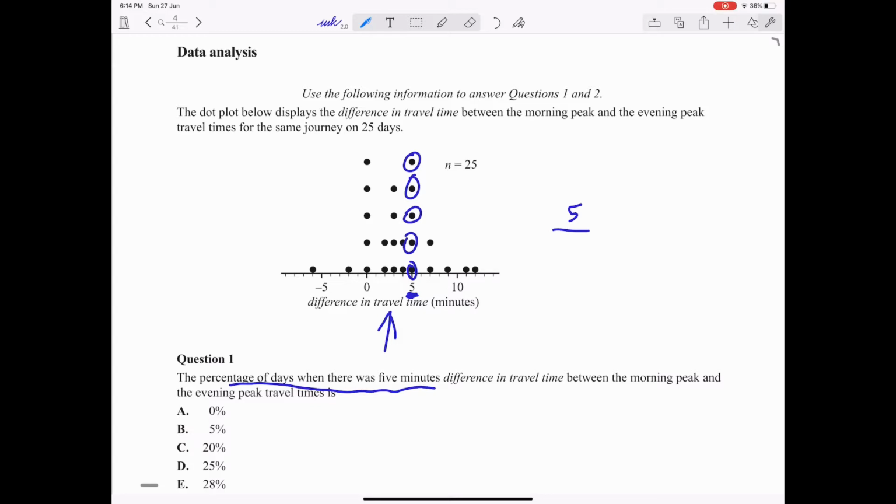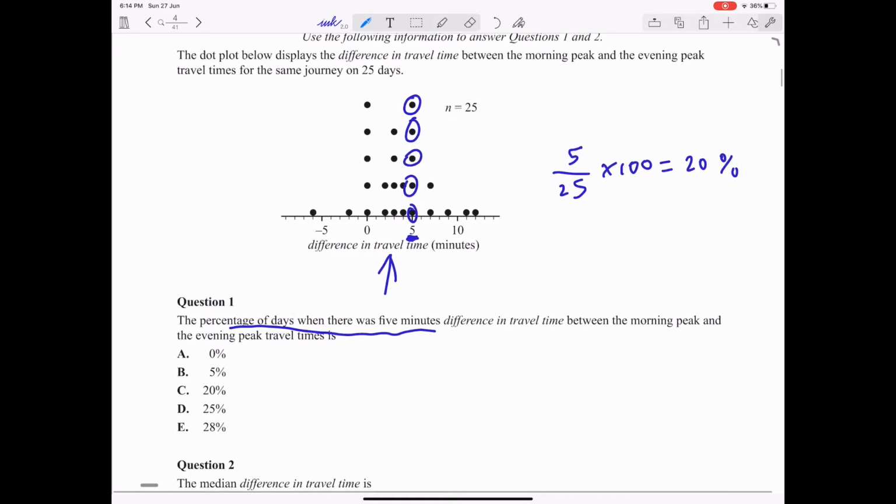You do that over the total number, which was 25 days. To convert that to a percentage, you just multiply that by 100. If you put that on your calculator, you'll get 20%. That's the percentage, so therefore C is the correct answer.